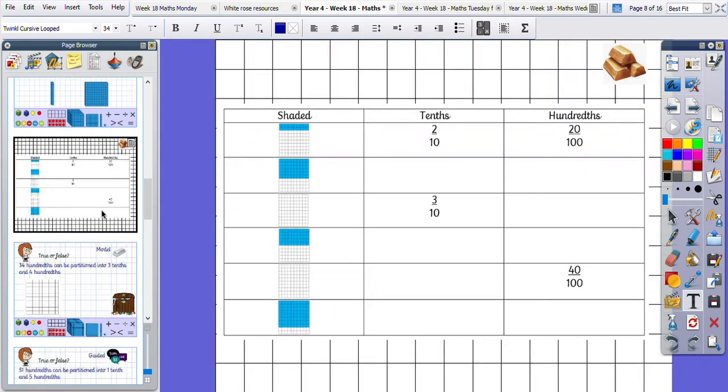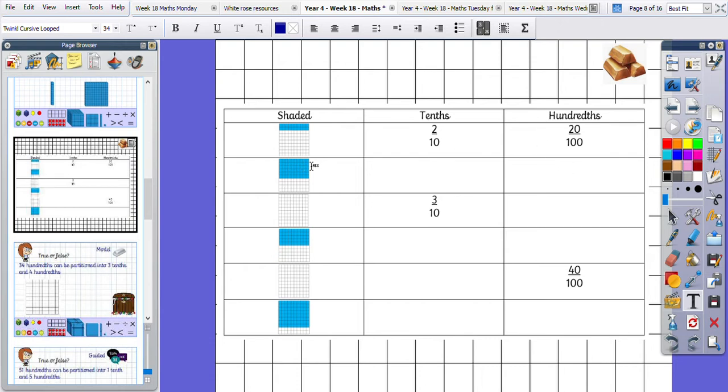So for bronze then, you have this table to fill in. So you have the pictures to help you and you need to fill in the boxes that are empty. So at the beginning, the first one is done for you. So you have a picture of your Dean square and you have 2 rows shaded in. So you know that that shows 2 tenths, but you also know that that shows 20 hundredths.